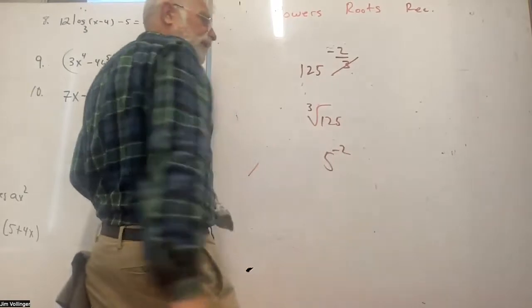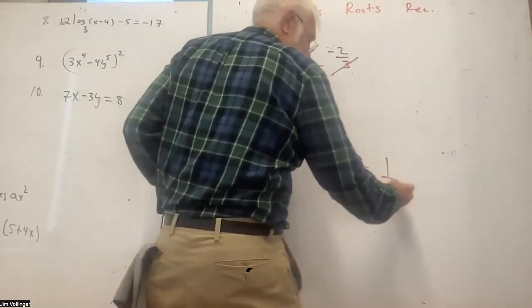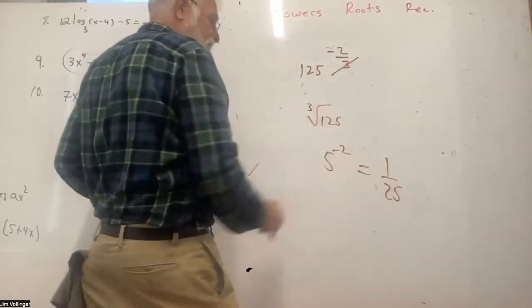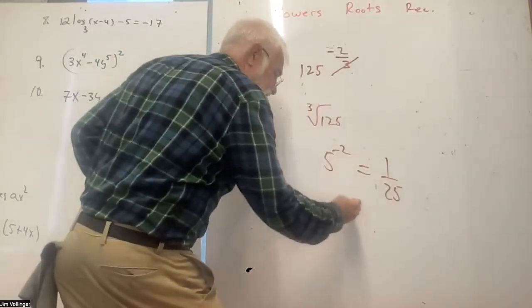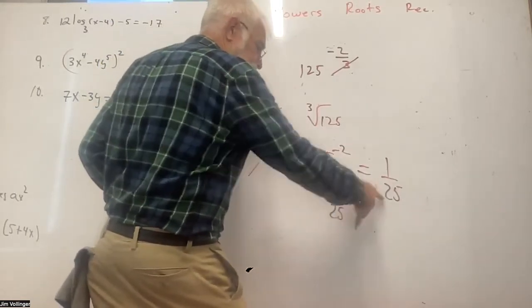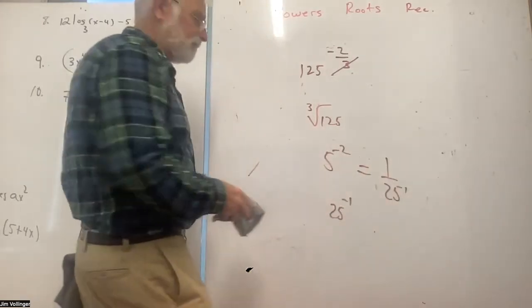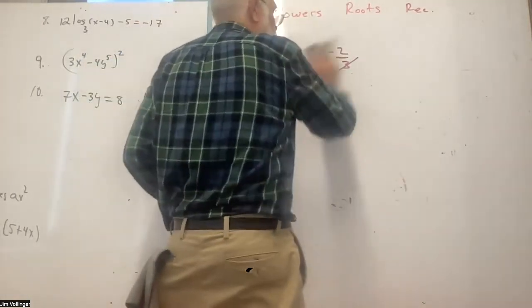I got 5 to the negative 2. Well, we might already know that that's 1 over 25 just from the last problem. But I definitely am going to do 5 squared, which is 25, to the negative 1. And that means I'm putting the factor of 25 in the denominator once. And that gets me 1 over 25. All right, so that's how I do that.